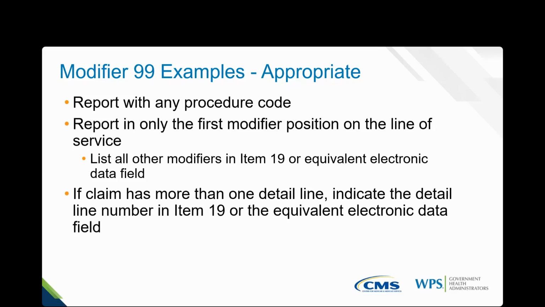So if you're using a 99 on a Medicare claim, the 99 will be in the first modifier space in 24 line or item 24D. There will be no other modifier listed on that detail line. However, you'll need to list those modifiers up in item 19 of the claim or the electronic data equivalent.